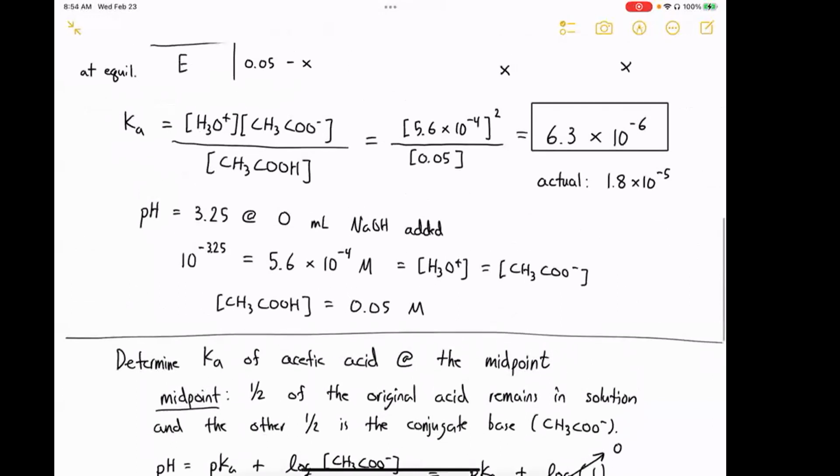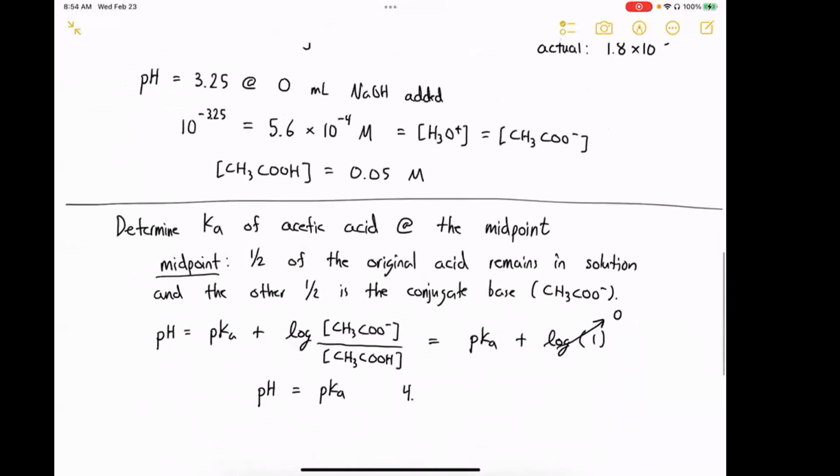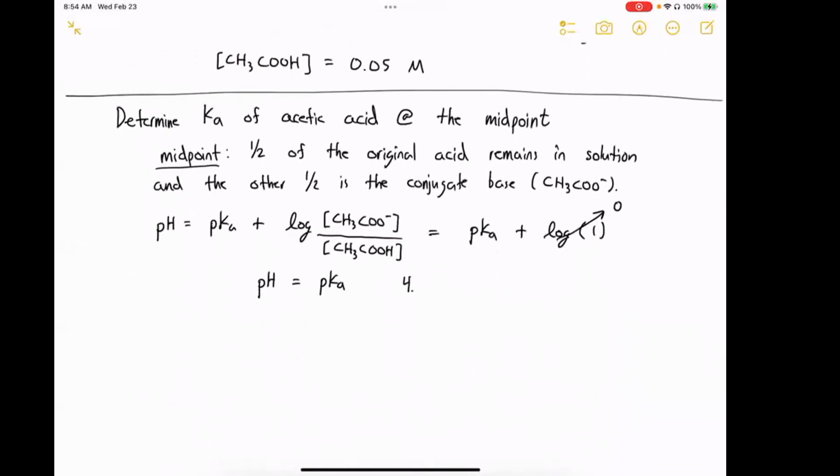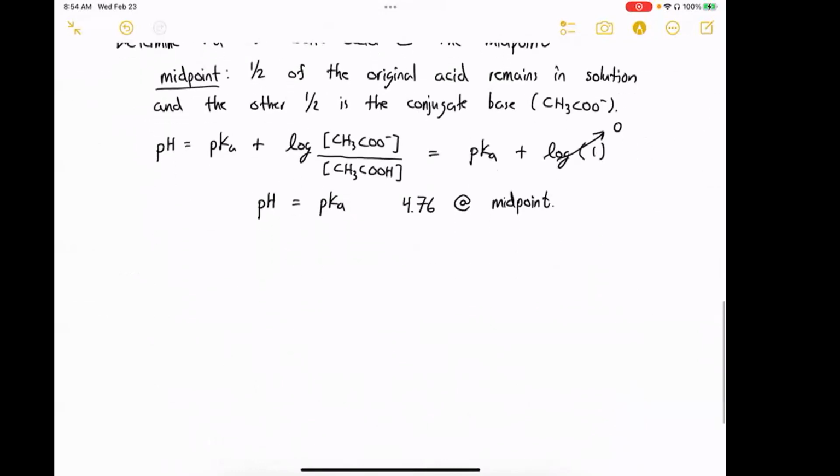Let's go up right here. We said right here, if you look at the pKa, it's about 4.76. So 4.76 should be my pH at the midpoint. But you'll be able to calculate that using your data. I'll explain how.